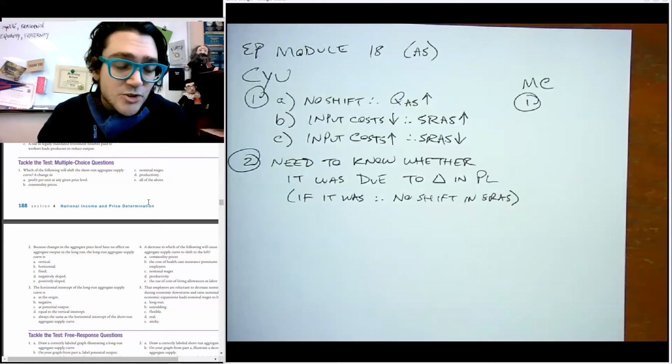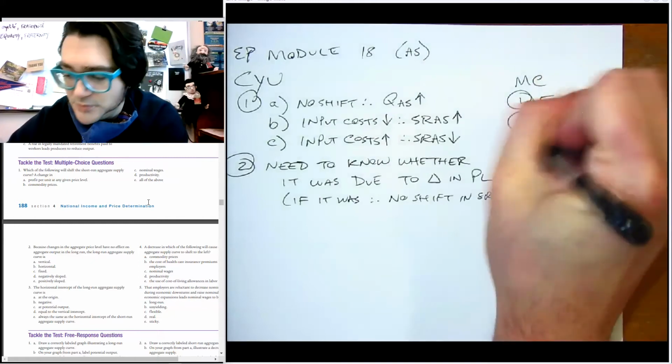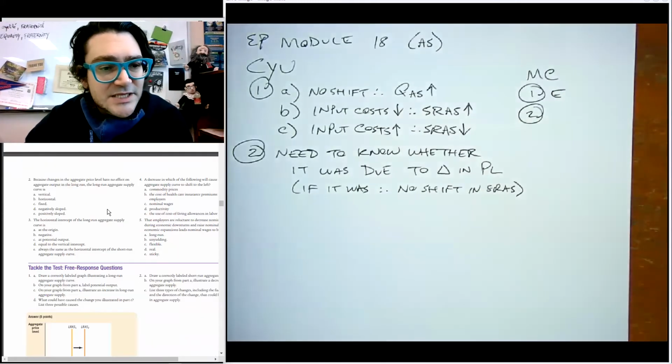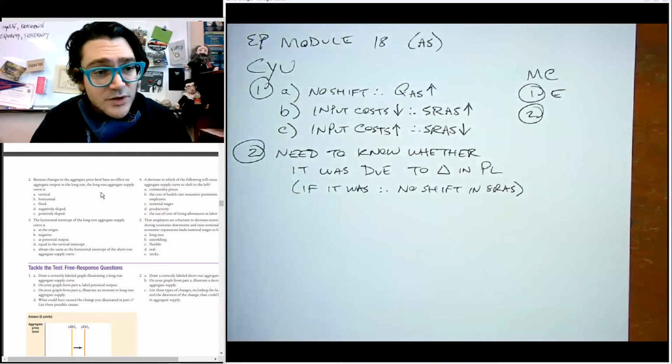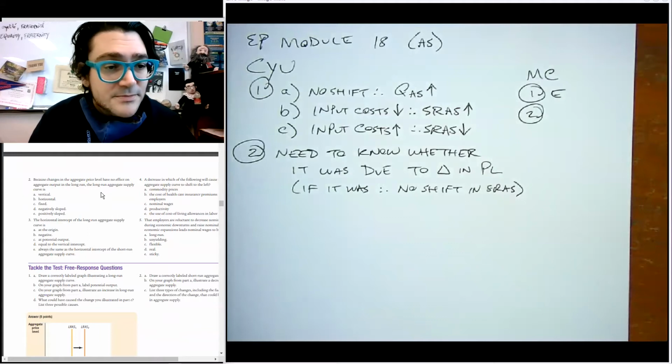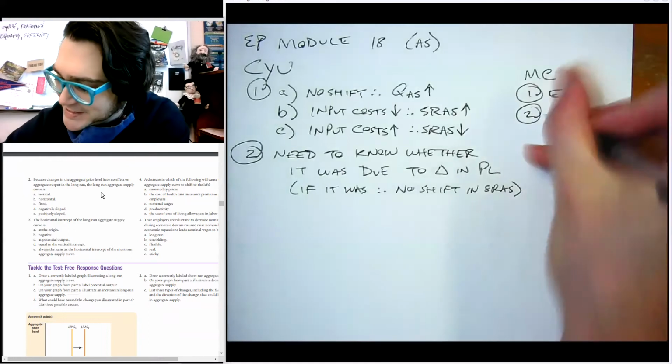Productivity, so that's another shifter. So that leaves us with all of the above. Number two, because changes in the price level, aggregate price level, have no effect on aggregate output in the long run. We know that, right? You've got that LRAS curve that's vertical. The LRAS curve is, I gave you the answer. That was helpful. The LRAS is vertical. 2 is A.